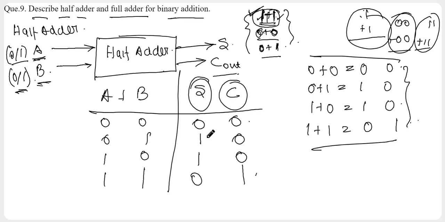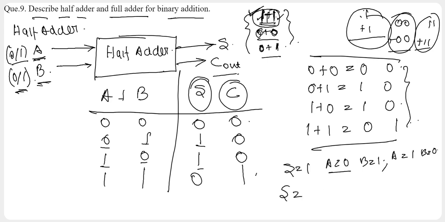So as we can see, we are getting a sum of 1 for A equal to 0 and B equal to 1, and A equal to 1 and B equal to 0. So sum is equal to 1 when A is equal to 0, B is equal to 1, and A is equal to 1 and B is equal to 0. So we can represent sum as the value of A is 0. If the value of any boolean variable is 0, we will represent it by A bar, or if the value is 1, we will represent it by A only.